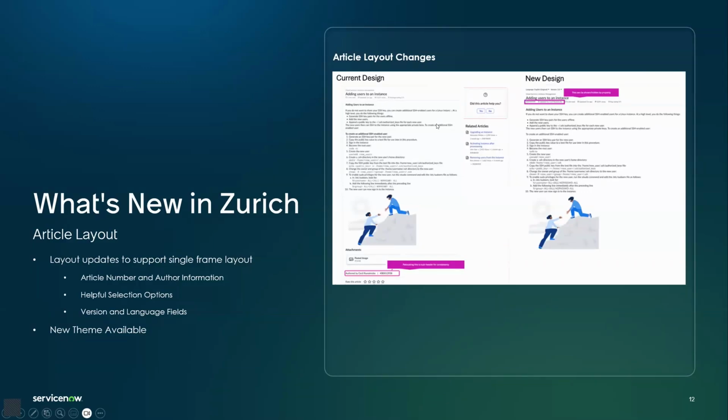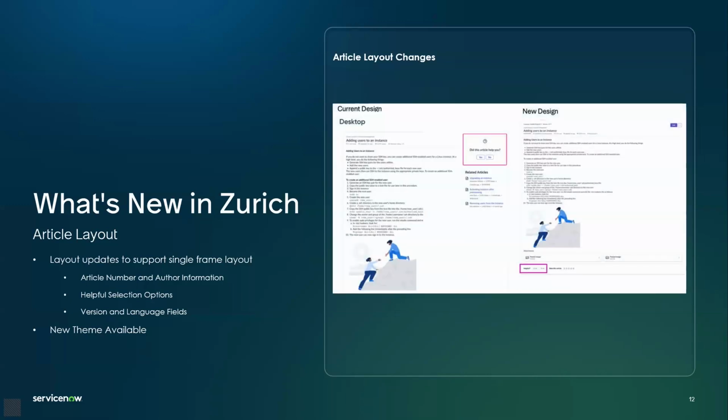Article number and author information has moved. Today, it's at the bottom of an article. And Sharon, if you can't see my mouse moving, I'm using my mouse as a pointer here. If you can't see it moving, please let me know. If you can, don't worry about it. So we have the author, by, and the article numbers at the bottom of the current article. It is being moved to the top next to the title of the article.